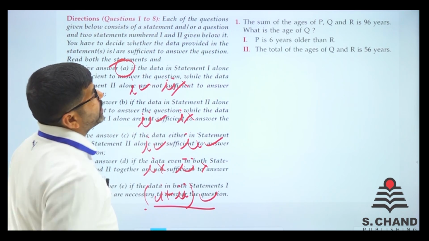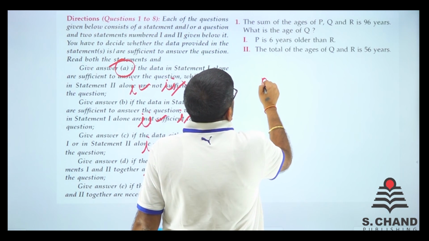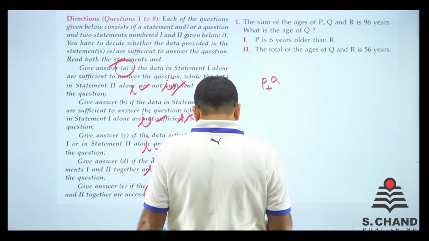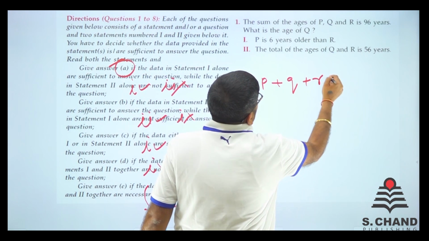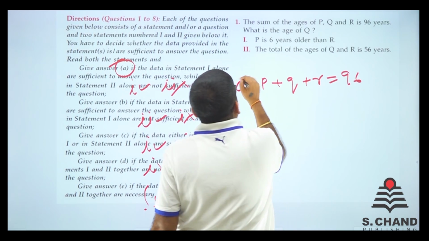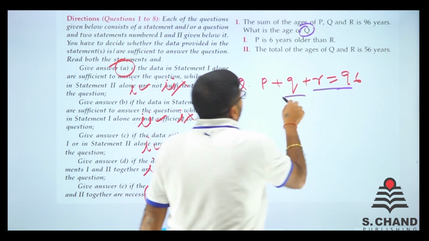The sum of the ages of P, Q and R is 96 years. So, in the question itself it is given, P plus Q plus R is equal to 96, part of the question only. What is the age of Q? Q की age निकालनी है मुझे Q की, right?